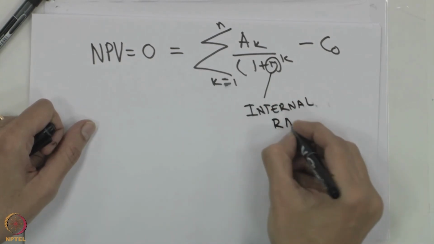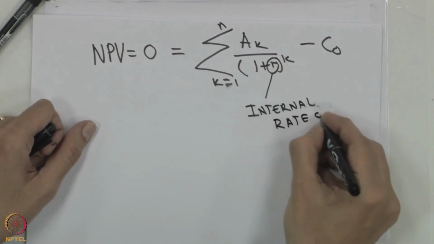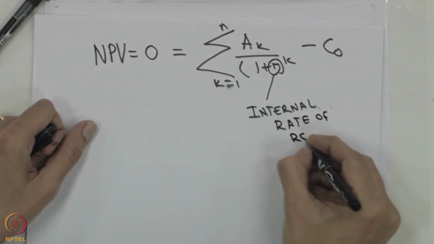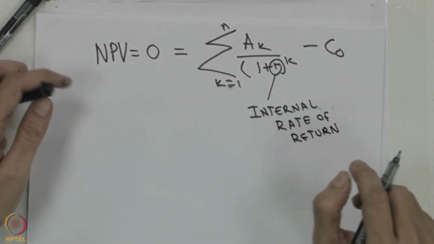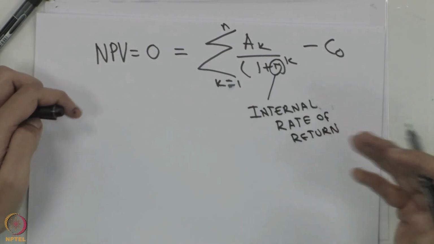The R value that we get is called the internal rate of return. And then we compare this internal rate of return to the minimum return which the company expects on its projects, which is equivalent to its discount rate. It is also called the hurdle rate. So, in effect, IRR should give you the same result as the NPV or the B by C ratio, but the calculation is different. This is a polynomial equation.